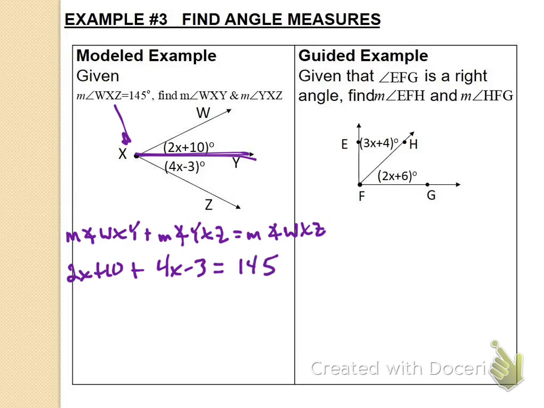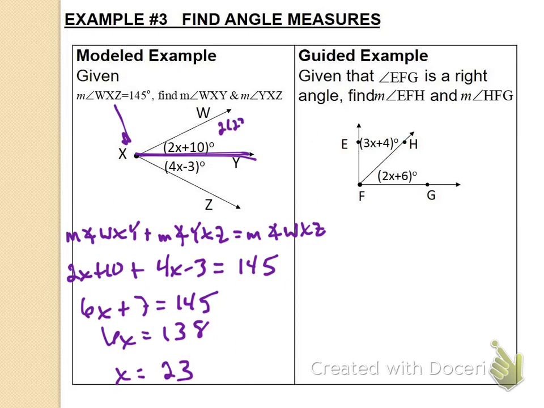So there's your equation. And so we're back in algebra land. We can go ahead and solve this guy. Combine your like terms. Subtract 7. Divide by 6. And x is 23. But we don't want to stop at x. We need to find the angle measures. So go ahead and plug 23 back in. And you get 56 degrees here.